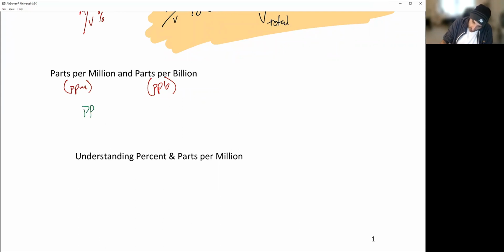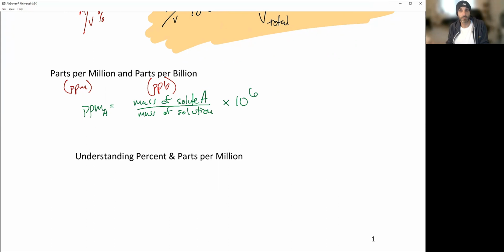Parts per million is equal to the mass of solute A, again, this is parts per million of whatever A happens to be, over the total mass of the solution, times 10 to the 6, which is a million. Parts per billion is the same setup, the mass of substance A all over the total mass, times 10 to the 9th, a billion. So that's typically how we see these things.